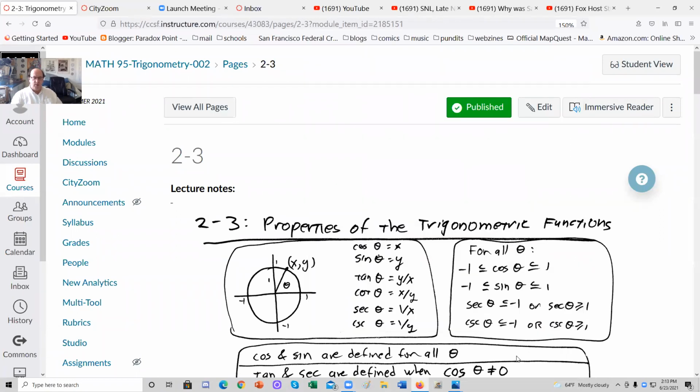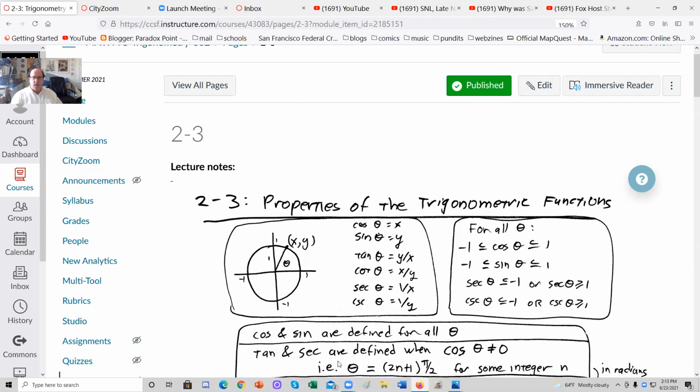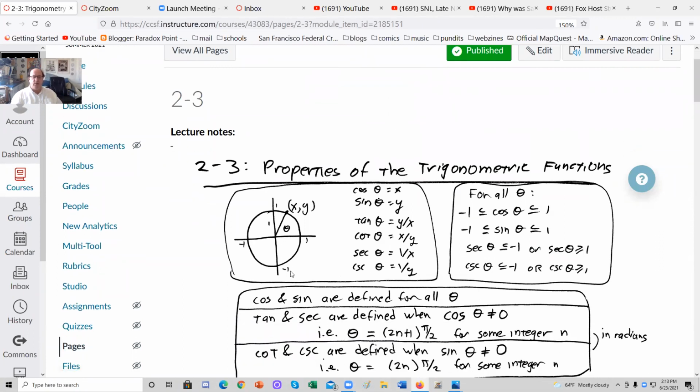Okay, for today, we'll do 2-3 properties of the trigonometric functions and 2-4 graphs of sine and cosine. We start with the circle definition of the trig functions. For the unit circle, we draw an angle theta, this line to a point x, y on the circle. Cosine is x, sine is y, tangent is y divided by x, cotangent is x divided by y, secant is 1 over x, cosecant is 1 over y. All right, those are the definitions by the circle.